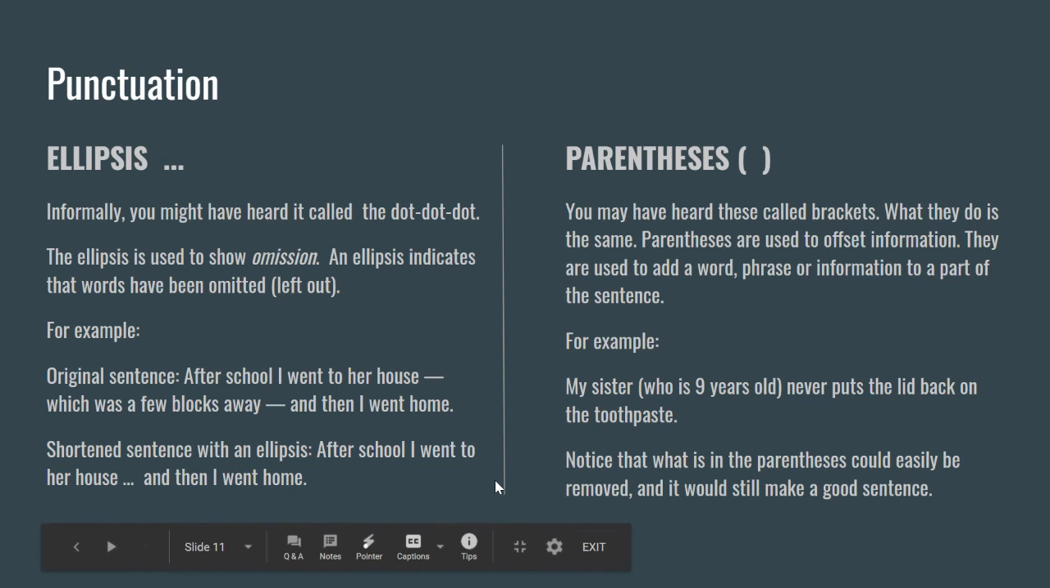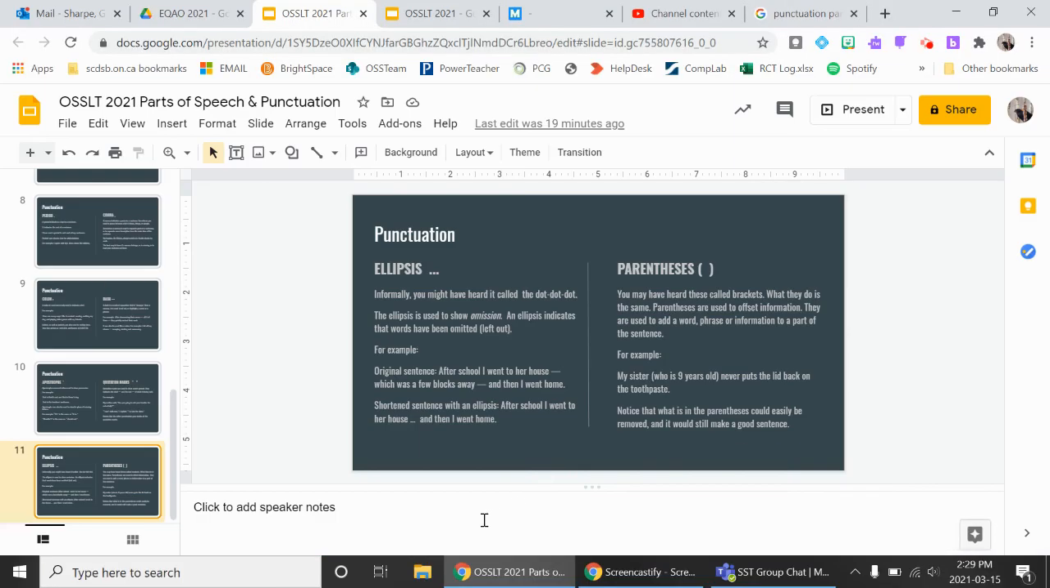the punctuation marks and parts of speech. Hopefully you'll find this useful as you venture forward into writing the OSSLT. I wish you all the best and good luck.